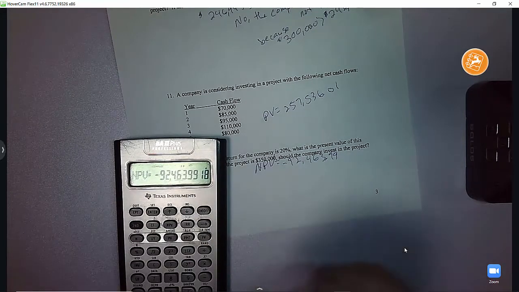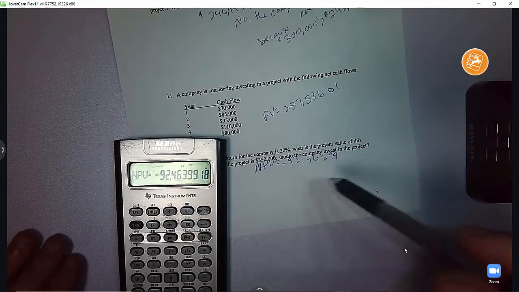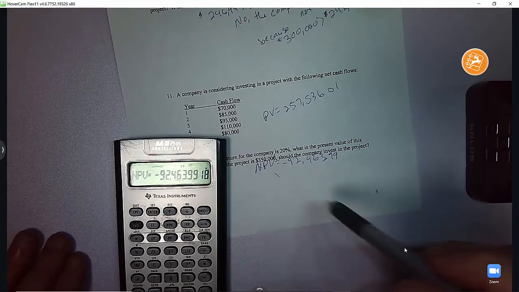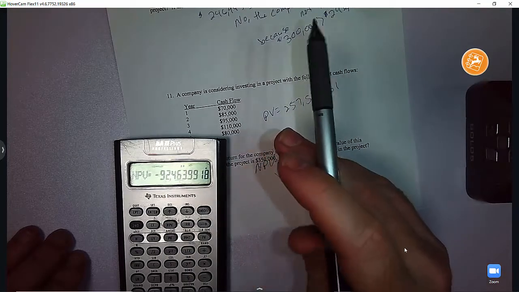Earlier I mentioned, sometimes you get negative numbers here, and it's kind of the situation where you want to determine if you want to write down a negative number. In this case, the NPV is negative, and that is important to make that distinction.